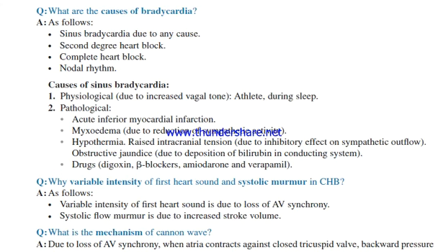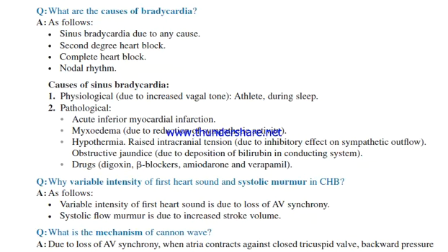Causes of sinus bradycardia: physiological, due to increased vagal tone, athlete, during sleep; pathological: acute inferior myocardial infarction, myxedema due to reduction of sympathetic activity; hypothermia, raised intracranial tension due to inhibitory effect on sympathetic outflow; obstructive jaundice due to deposition of bilirubin in conducting system; drugs: digoxin, beta blockers, amiodarone and verapamil.